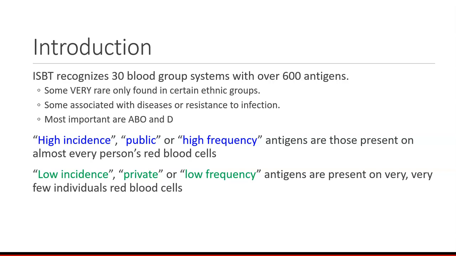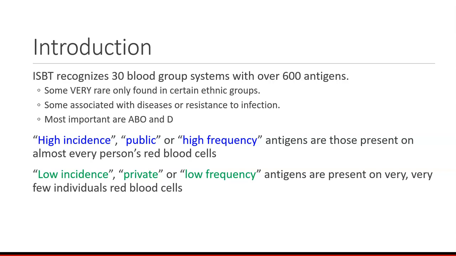There are different terms used to describe the frequency of these antigens, and you must know and be able to use these interchangeably. High incidence, public, or high frequency antigens are those present on almost every person's red blood cells. So finding blood that's negative for these antigens is very difficult. Low incidence, private, or low frequency antigens are present on very, very few individuals' red blood cells.